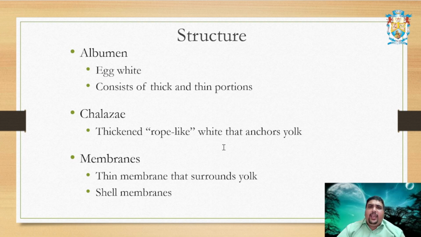Next, you have the albumin. Basically, albumin is the egg white that is present. It consists of a thick and a thin portion. Two types of albumin are there, which is basically the major part of it, protein and moisture.